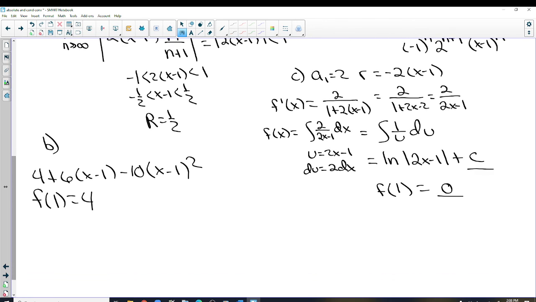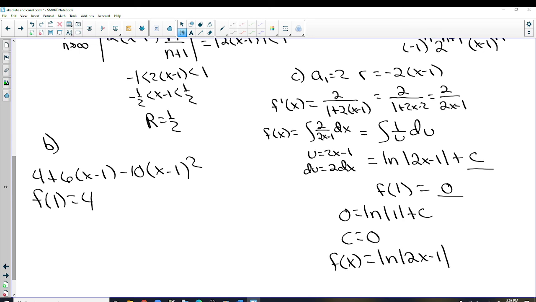All right, so we have our point. 0 is equal to the natural log absolute value of, let's see, 2 times 1 is 2 minus 1 is 1 plus c. So c ends up being 0 in the end. But we didn't know that until we got our point. Natural log of the absolute value of 2x minus 1 is the answer for that. There you go. I'll show that.